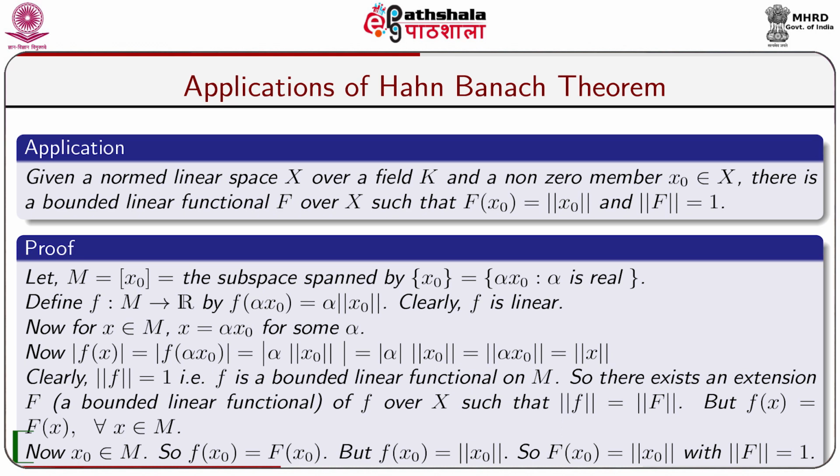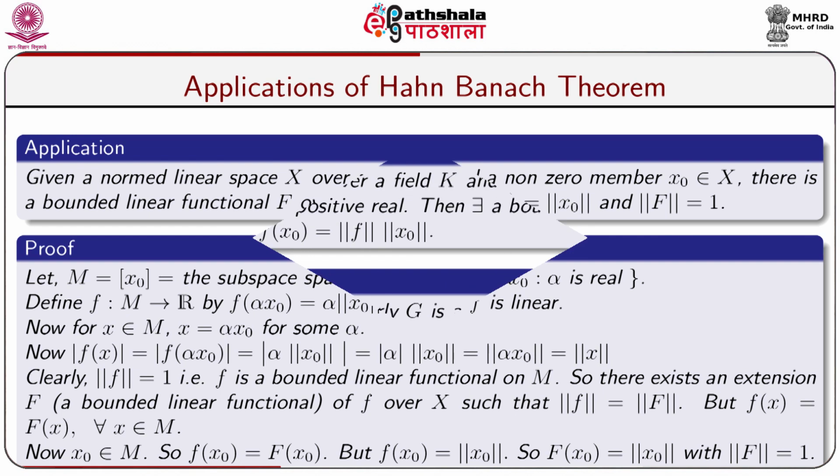Now, x0 is an element of capital M. So, f of x0 is equal to capital F of x0, because capital F is the extension of small f. Here alpha is equal to 1. So, we have f of alpha x0 is equal to alpha into norm of x0 by the definition of small f, and taking alpha equal to 1, we get f of x0 is equal to norm of x0. So, capital F of x0 is equal to norm of x0, because F of x0 is equal to small f of x0, with norm of F equal to 1.